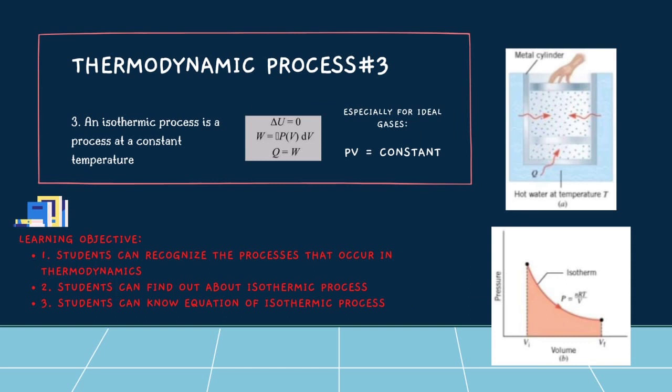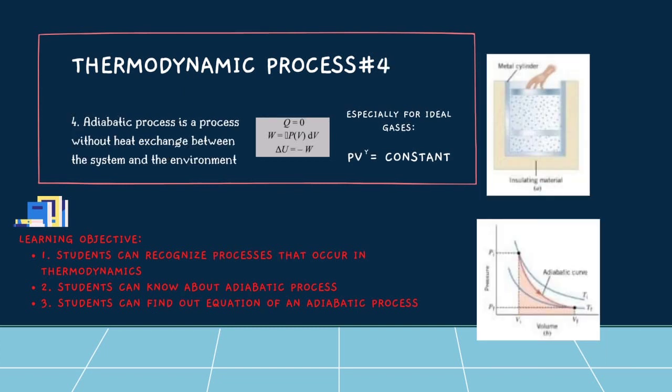Thermodynamic process 3. An isothermal process is a process at a constant temperature. The formulas of thermodynamic process 3 are delta U equal to 0, W equal to the integral of P dV, and Q equal to W. Especially for an ideal gas, PV is equal to a constant.